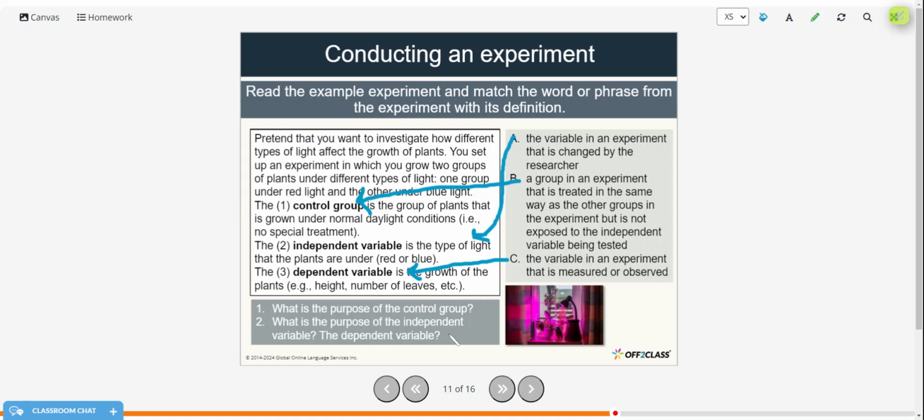And what is the purpose of the independent variable? Well, that's to observe the effects of these different factors. In this case, the different type of light on the test plants. And the dependent variable is just to show the differences between the plants that were subjected to the blue light compared to the control group and the ones subjected to the red light as compared to the control group.